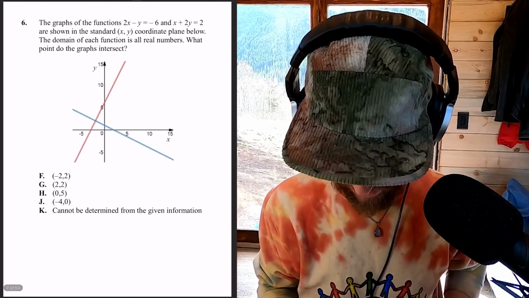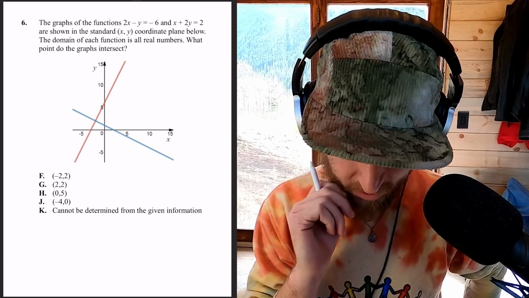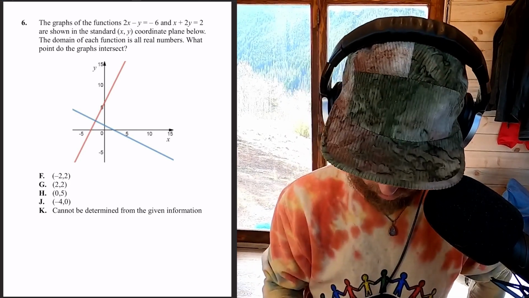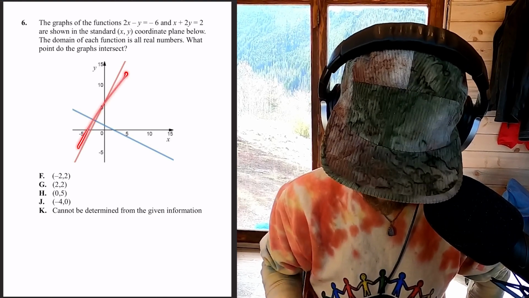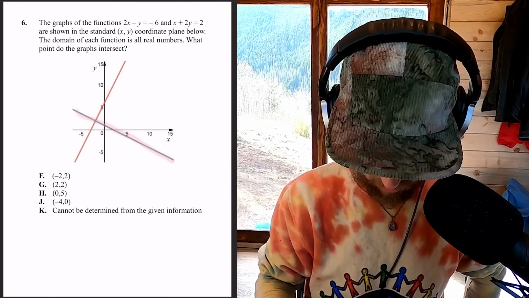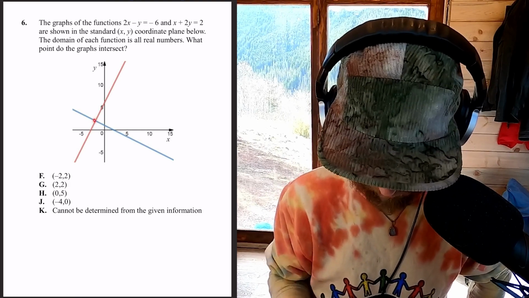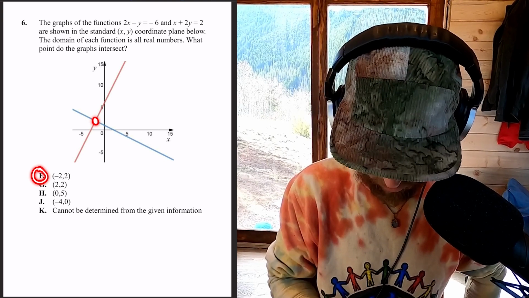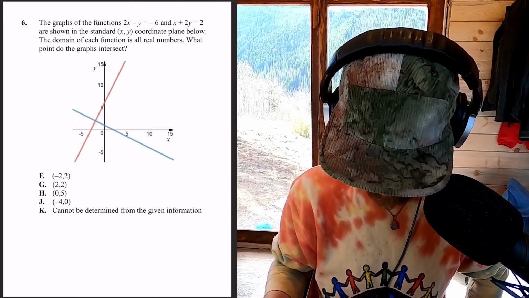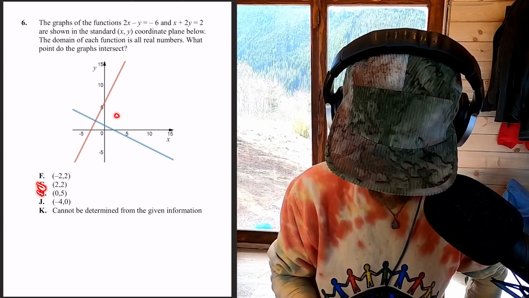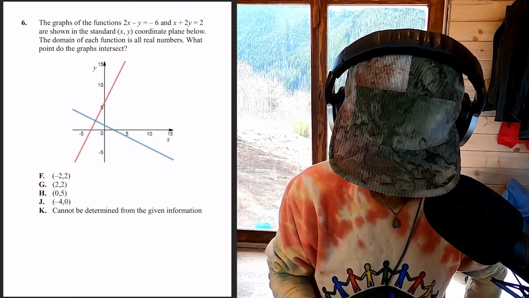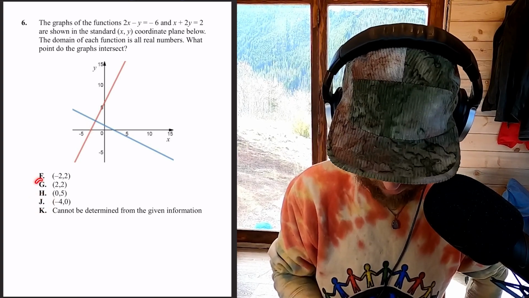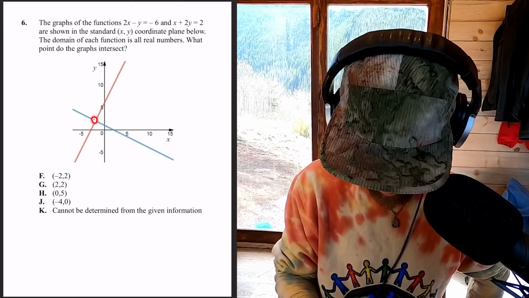Okay. The graphs of the functions 2x minus y equals negative 6 and x plus 2y equals 2 are shown. So I'm seeing a steep positive slope and a kind of shallow negative slope. At what point do the graphs intersect? It looks like they intersect right here, which I'm assuming is negative 2 comma 2. It's not 2 comma 2, 0 comma 5, or negative 4 comma 0. They're kind of trying to trick us, saying these are the x and y intercepts. But negative 2 comma 2 looks like our intersection point.